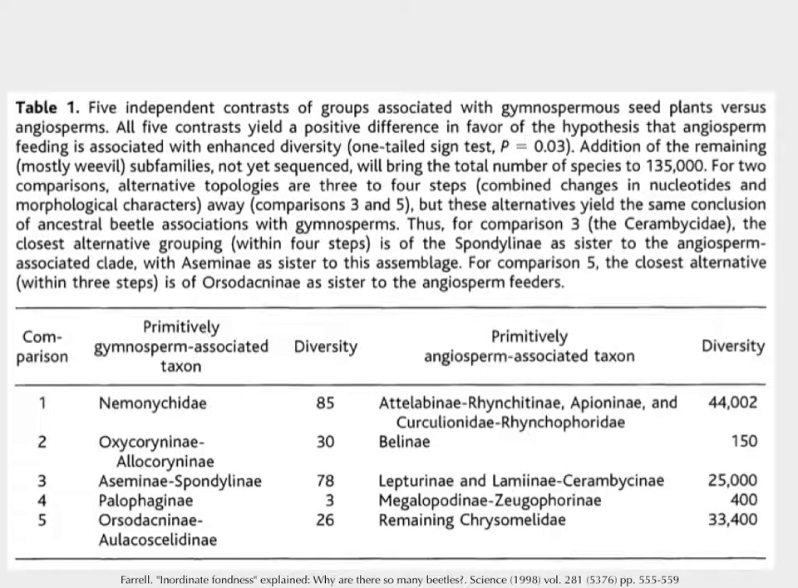And so here's also summarized. Okay. And the exact numbers we're looking at, 78 versus 25,000. Okay. But basically, they do five comparisons. Okay. Each of the five is positive in terms of the hypothesis. And it's just barely enough to squeak out a p-value less than 0.05. So boom, science paper. Yay.